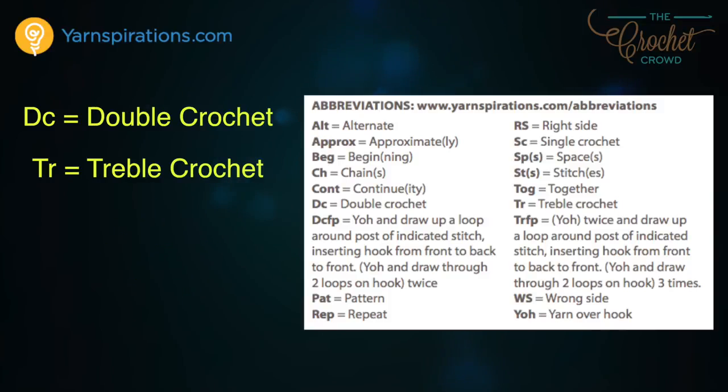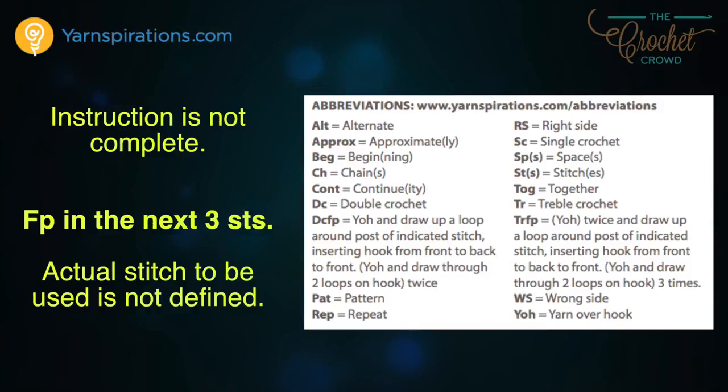So we know DC is short for double crochet, and we know TR is short for treble crochet. And if you're unsure, you can look at the abbreviation key and see that above. Now what you don't see is the FP, and that is short for front post. Though there is no separate term in the abbreviation for FP, this particular abbreviation never sits on its own as an instruction in the pattern. It's a contraction of a word that needs something else to complete its instruction.